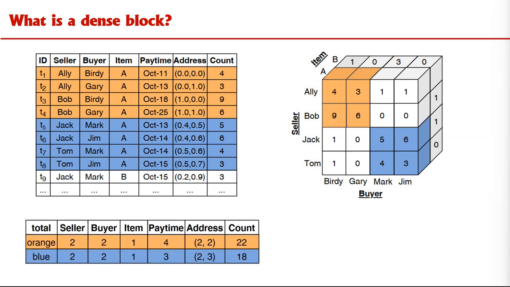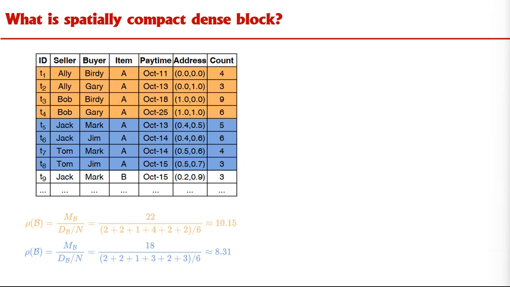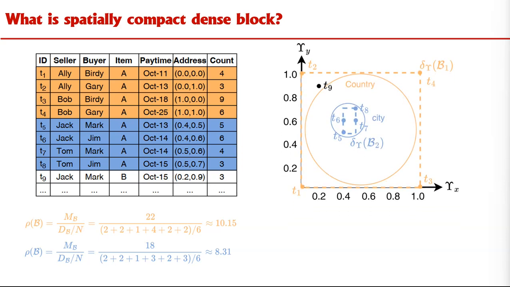A dense subtensor refers to a subset of data within a large tensor where the attribute value set formed by various attribute dimensions is as small as possible, meaning that the number of attribute values is minimized. From the perspective of density, the orange tensor is clearly superior to the blue tensor.